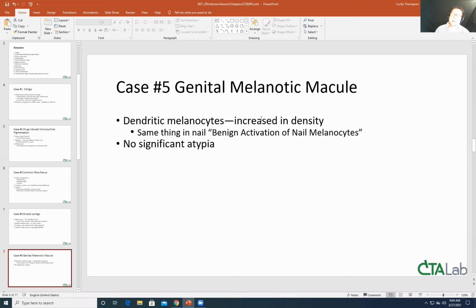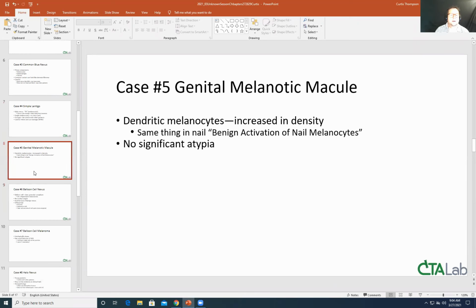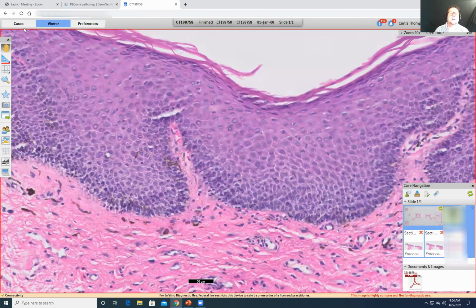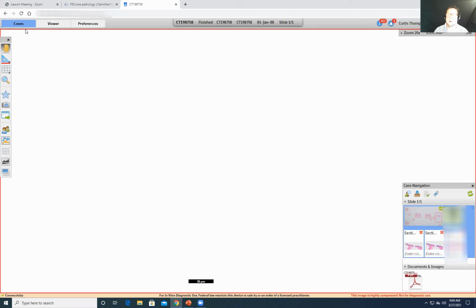Just normal melanocytes in this location are dendritic, but also in this benign lesion, they're dendritic. And in the past, people tried to ascribe atypia to the length of those dendrites, and this never held up. Also know that the melanotic macule of the nail, which we're currently calling benign activation of nail unit melanocytes, looks very similar. So no significant atypia. If you're worried about atypia, then simply follow it and sample it more, because you could have an MIS in this area that does have dendritic melanocytes also. So the best thing to do is follow them if you're worried.